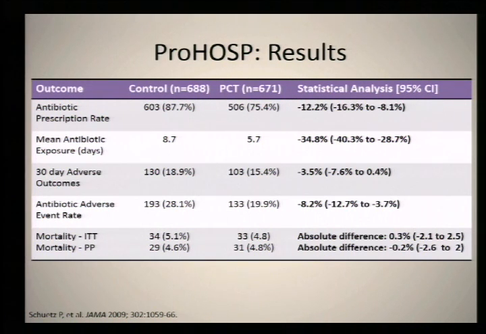And what was the clinical outcome? The antibiotic prescription rate decreased absolutely 12%. Mean antibiotic exposures decreased about 1/3. 30-day adverse outcome, no difference. Actually, maybe slightly better in the procalcitonin group. Antibiotic adverse event rate significantly decreased in the procalcitonin group. Not surprising, less antibiotics, less adverse events. And then mortality, no difference.